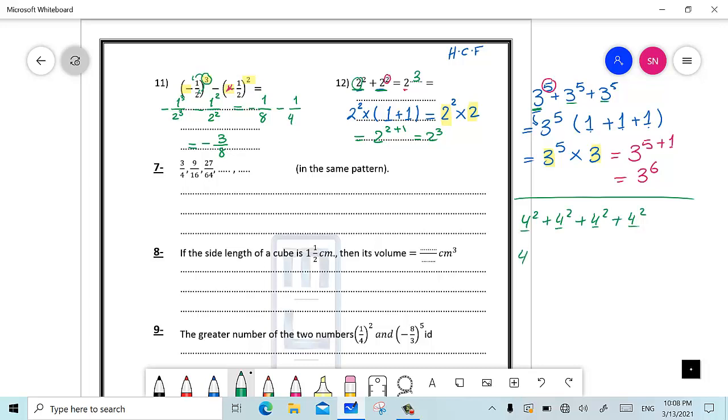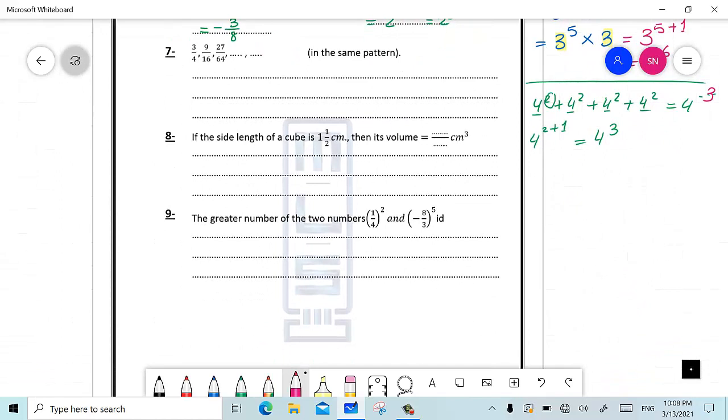So I'm going to take the highest common factor as 4 to the power of 2, and to find it, it equals 4 to the power of what? I am going to make 4 to the power of 2 plus 1, which is equal to 4 to the power of 3. So the answer here is 4 to the power of 3. Hope it's easy. Let's go for question number 7.